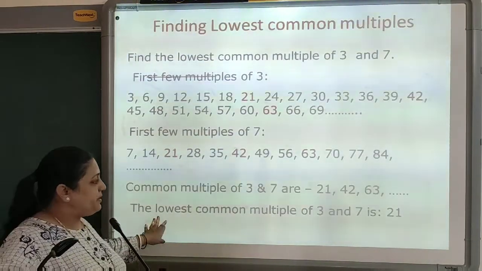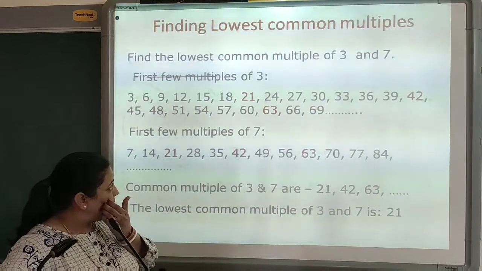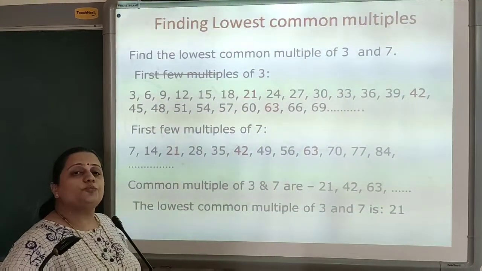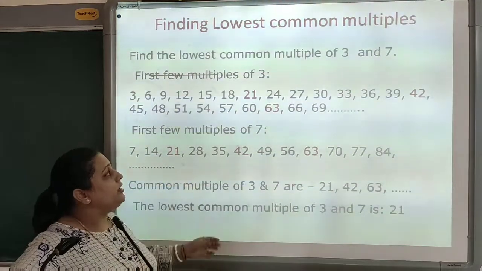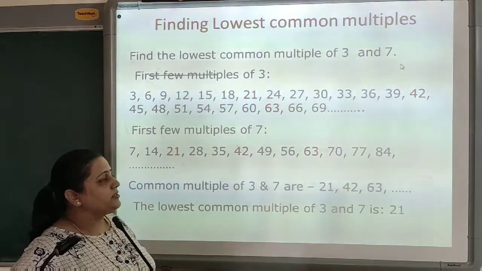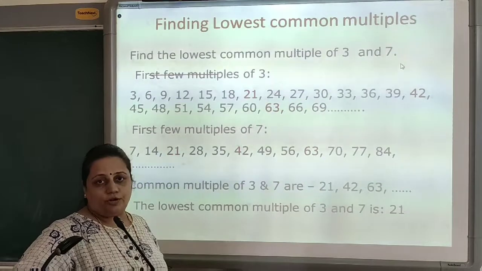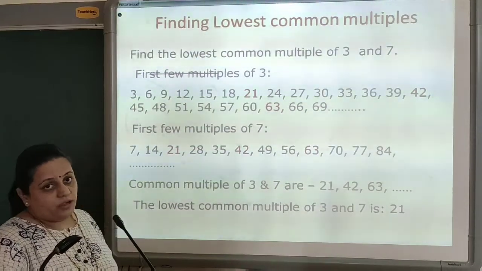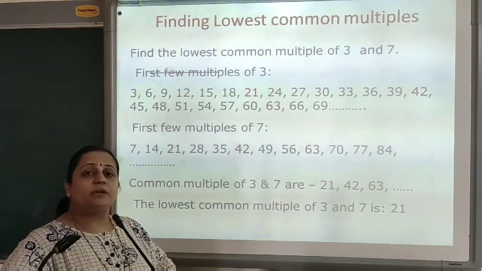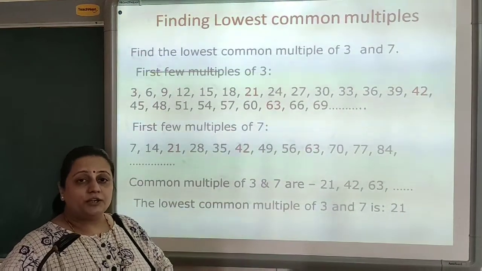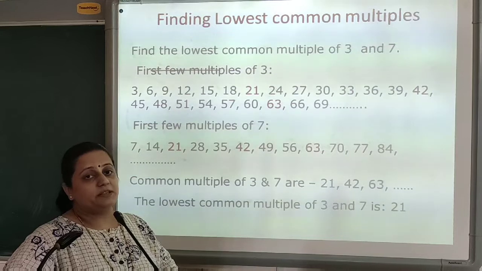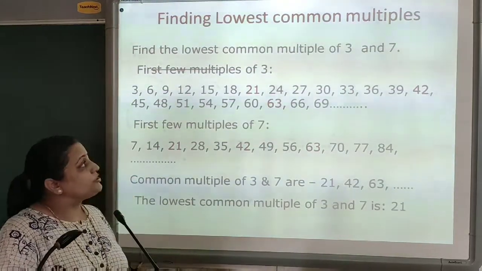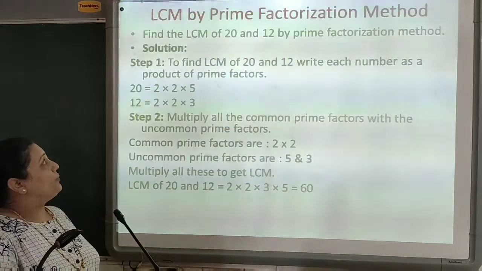Now this is one method to find the lowest common multiple, but there are two more methods. Why should we not go with this method only? Because 3 and 7 are one digit numbers, so very easily you can find the multiples of those numbers. But if we get a 2 digit number like 85, 92 or a 3 digit number, then it is very hard to find the multiples and it is time taking. So to save our time, we have two more methods.